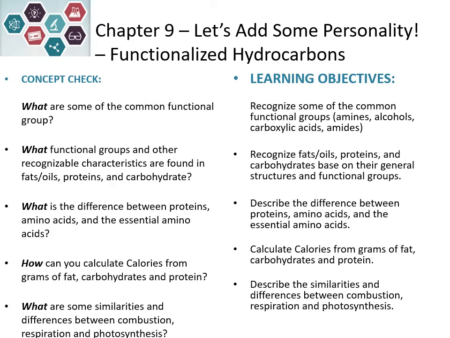We'll then dig a little bit deeper into proteins, look at amino acids and essential amino acids, and talk about where the calories come from in food and how to calculate based on the number of grams of fat, carbohydrates, and proteins off of a food label. Then we're going to look at some similarities between combustion and respiration and photosynthesis reactions and how that relates to the foods that we eat.